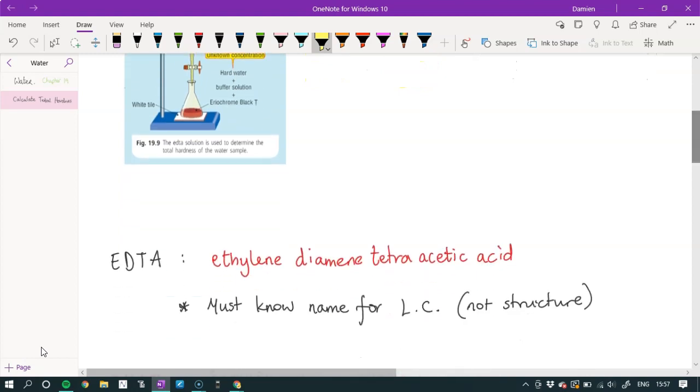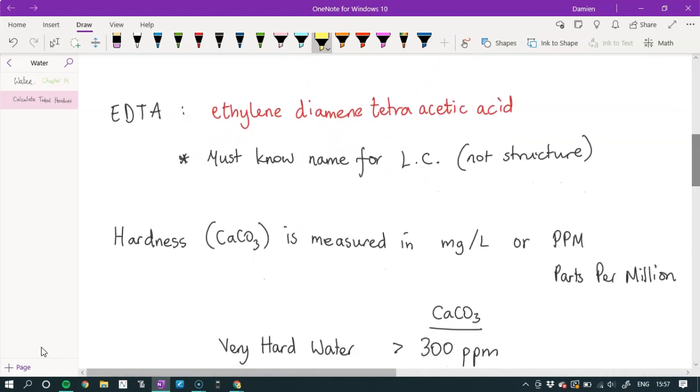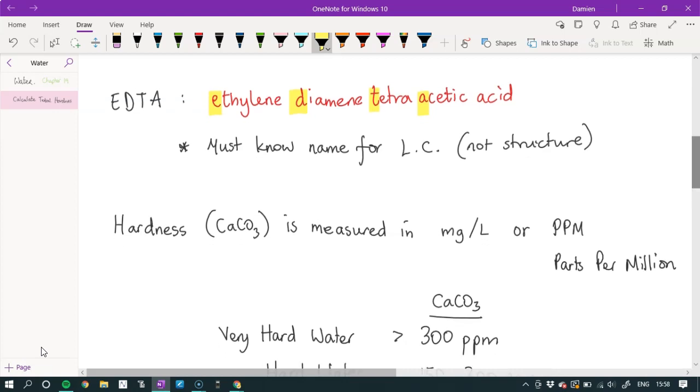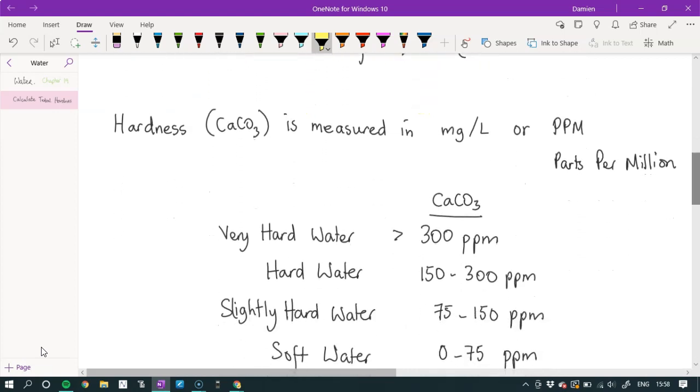So a couple of things about the experiment that you need to know. Well, first of all is EDTA. Now I mentioned already that it was ethylene diamine tetraacetic acid, and you need to know this for your Leaving Cert. So you need to know the full name. I've split it up into separate words here: ethylene, diamine, tetra, and acetic. But it is actually all one word, with the exception of the acid at the end. The ethylenediaminetetraacetic is all one word. You have to know that for Leaving Cert. You don't need to know the structure, just the name.